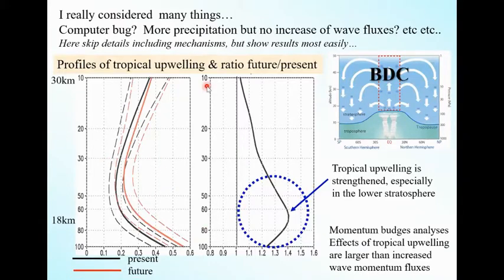This figure shows the profiles of tropical upwelling in the present climate in black and future climate in red. And the right figure shows the ratio of tropical upwelling, future divided by present. You can see that tropical upwelling associated with the Brewer-Dobson circulation becomes much stronger in the future climate, about 40% increased in the lower stratosphere. And I also analyzed the momentum budget and confirmed the effect of tropical upwelling is larger than the increased momentum flux.